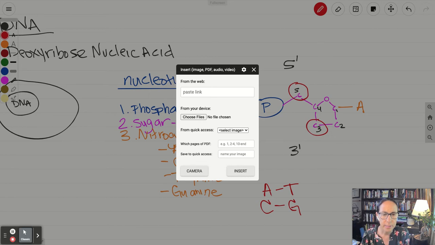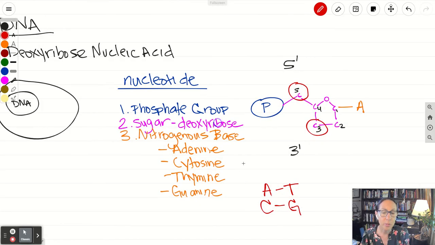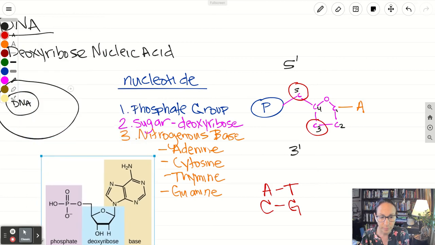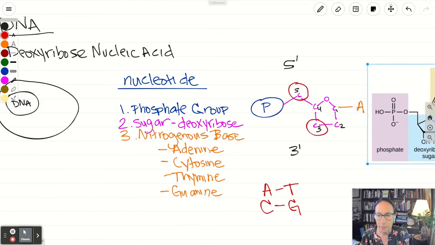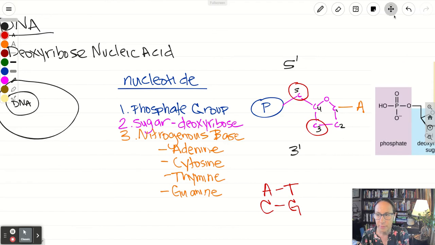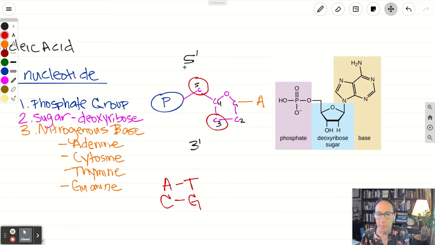Okay, so here is a nucleotide. And so I'm going to show you a cartoon picture of what I just drew. I'm going to move it over here so you can see. Okay, so here is my drawing, and here is a cartoon picture from your book.